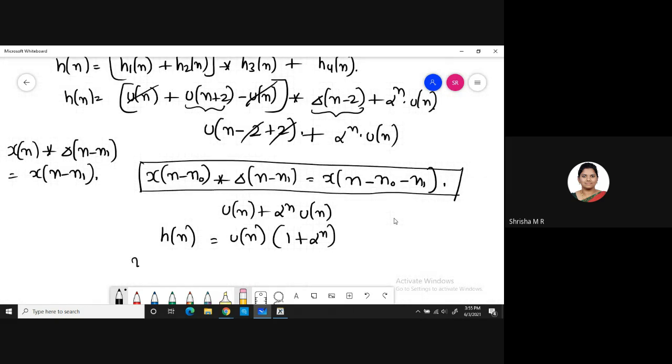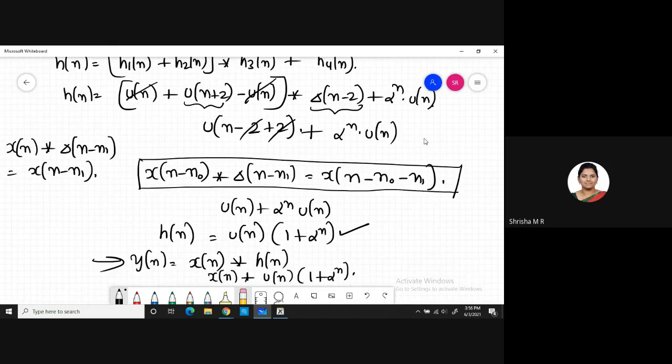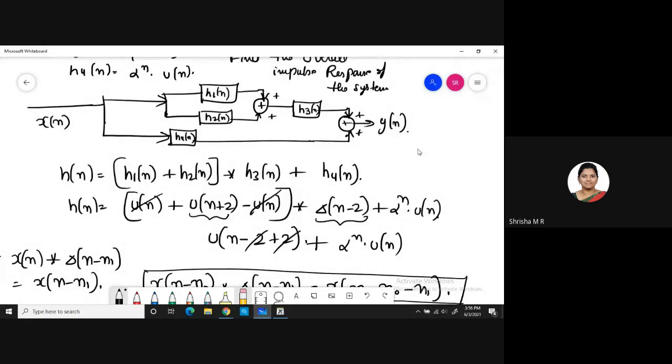So what is y of n? y of n is x of n convolved with h of n. You can write this as x of n convolved with u of n into 1 plus alpha to the power of n. They are asking you to find the overall impulse response of the system, so this much would be enough. You can write this. Got it, everyone? Clear? Others clear? Shall we check it once again?